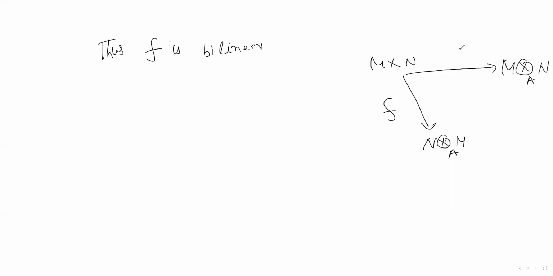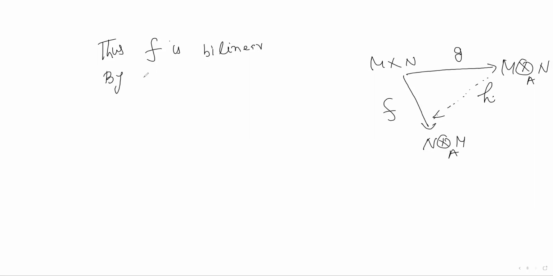So you have here M cross N to this N tensor product M over A. You have this f as bilinear. And from here to here, since this is the tensor product, say that bilinear map is g. So by the defining property of the tensor product, there exists a unique homomorphism, say h, which makes this diagram commute.